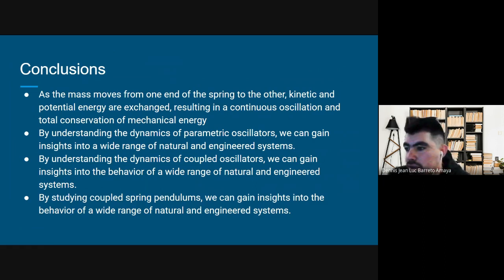By understanding the dynamics of coupled oscillation, we can gain insight into the behavior of natural and engineered systems. By studying the dynamics of coupled oscillations, we can gain insight into the behavior of a wide range of natural and engineered systems.